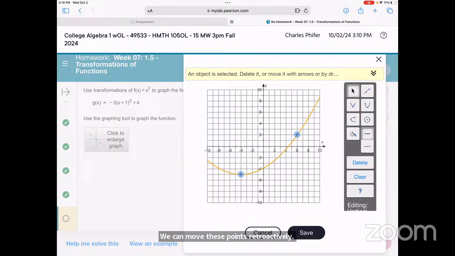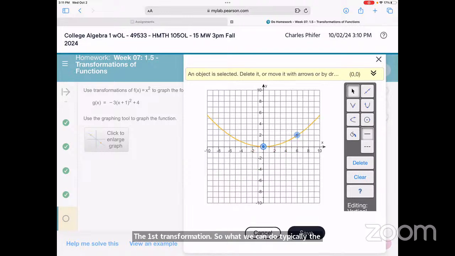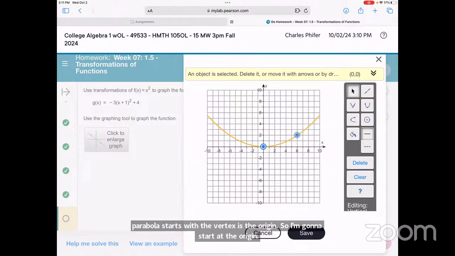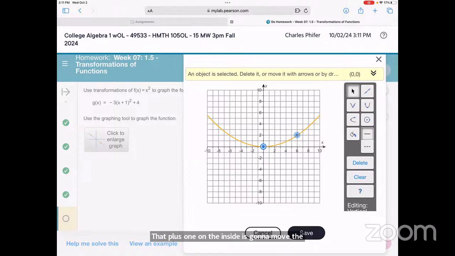The first transformation. So what we can do, typically the parabola starts with the vertex at the origin. So I'm going to start at the origin. That +1 on the inside is going to move the vertex left by 1. And then that +4 on the outside is going to move it up by 4. Okay, so that should be the position of the vertex of the parabola. So when x was -1, this is our vertex.